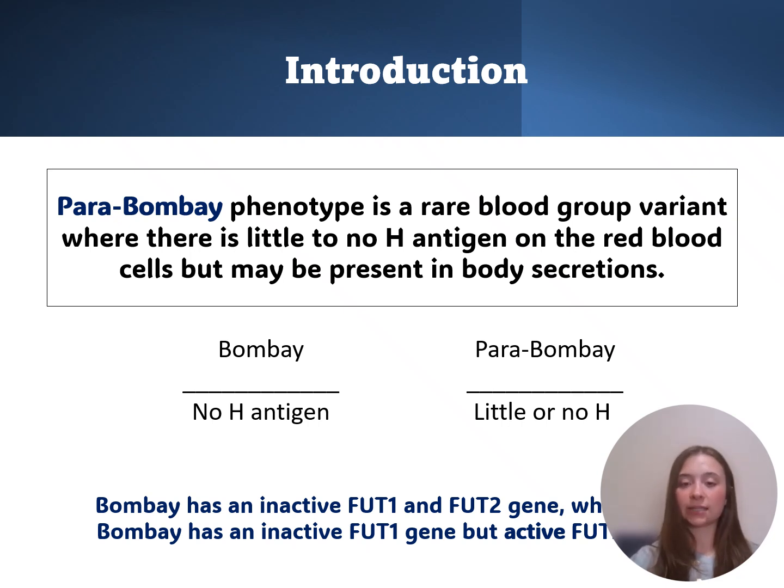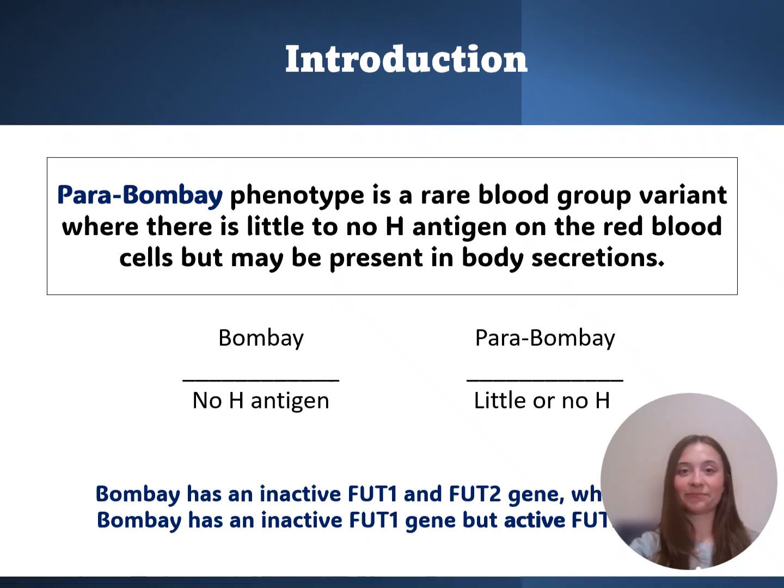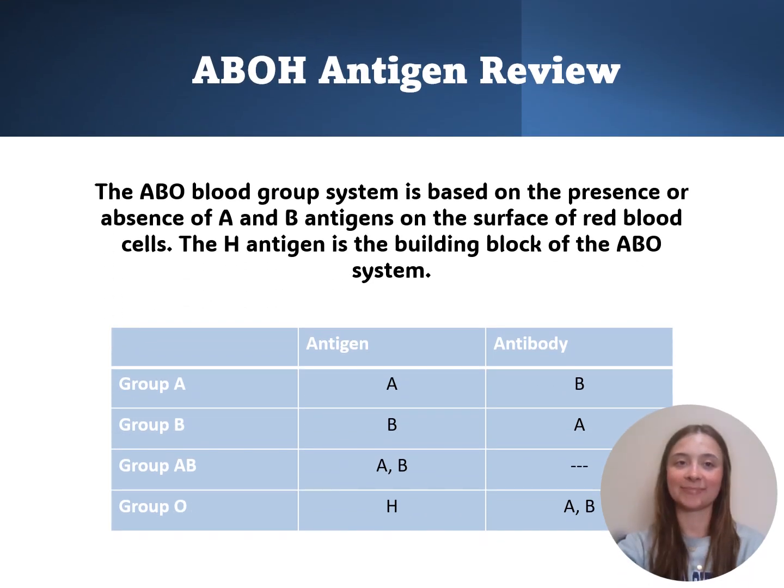Bombay has an inactive FUT1 and FUT2 gene, while Para-Bombay has an inactive FUT1 gene but an active FUT2 gene. H antigen is the foundation or precursor for A and B antigen formation. Without it, A and B antigens can't form, which is exactly what makes Para-Bombay so unique and difficult to detect.